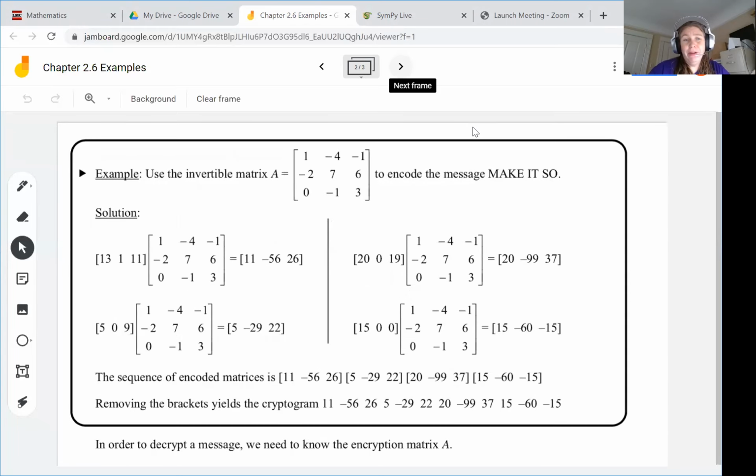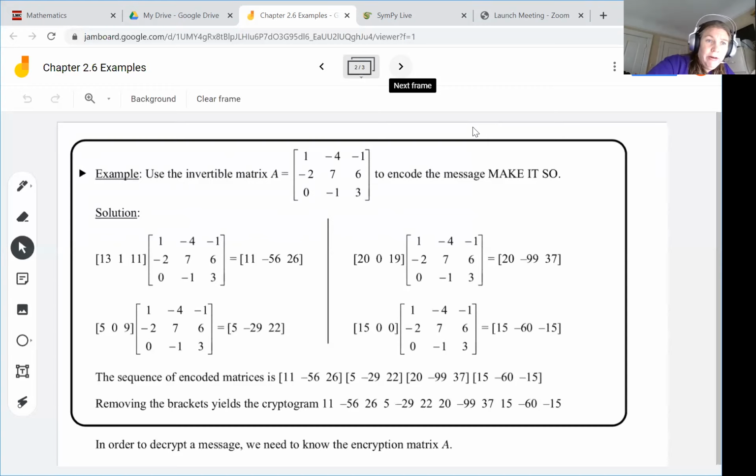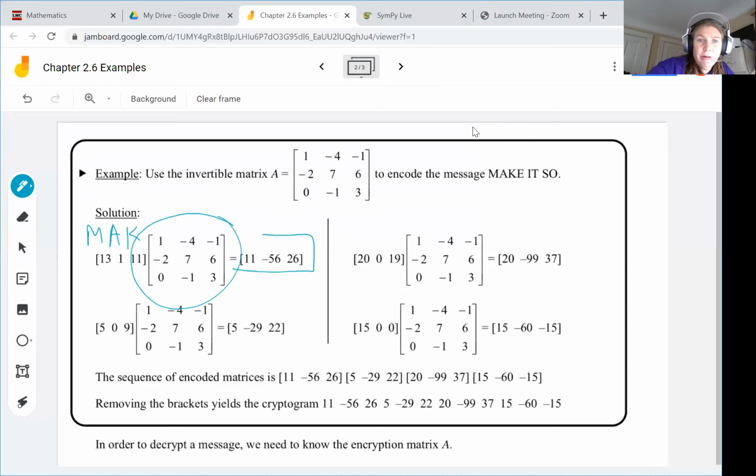And so we're going to encode the message make it so. So we take each of our row matrices and multiply it by the encoding matrix. So when we take 13, 1, 11, which came from the letters M, A, K at the start of our message, and multiply it by matrix A here. So here's matrix A, here's MAK. This is our result over here. So this is the encoded part of the message. And then we do the same thing for the remaining letters. Here's E blank I, T blank S, S blank blank, and here are all our results in our sequence of encoded matrices. And then typically you remove the brackets and just have the string of numbers like in the last row here.